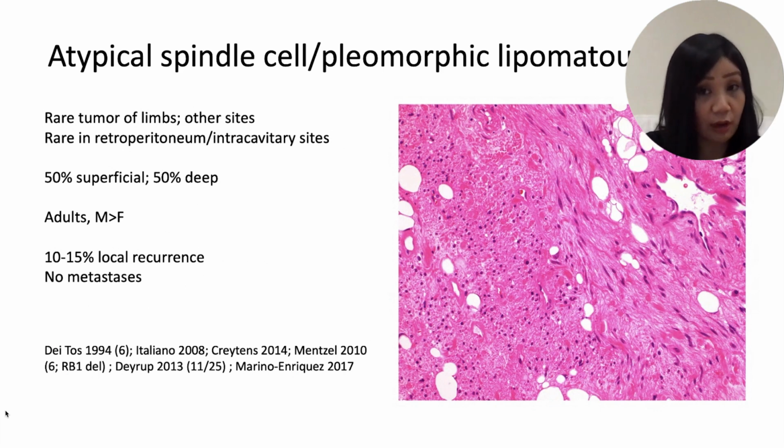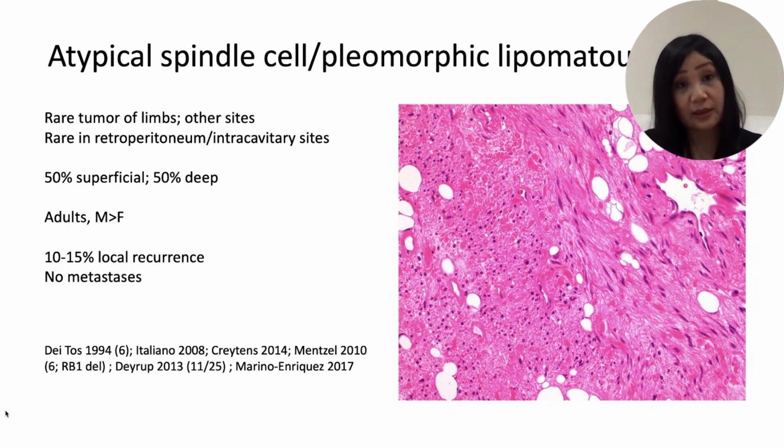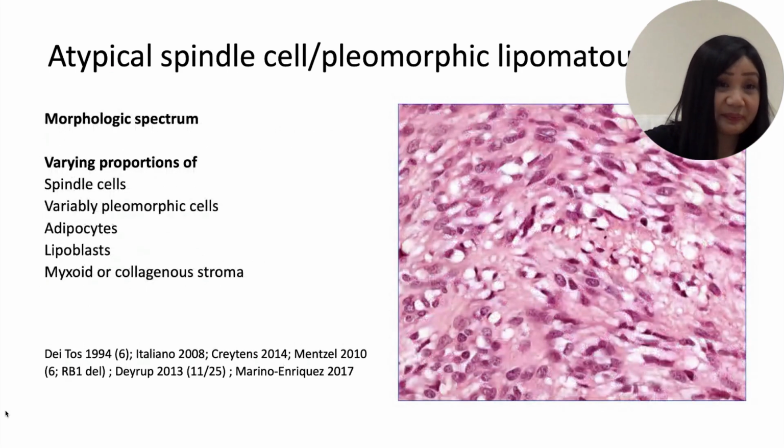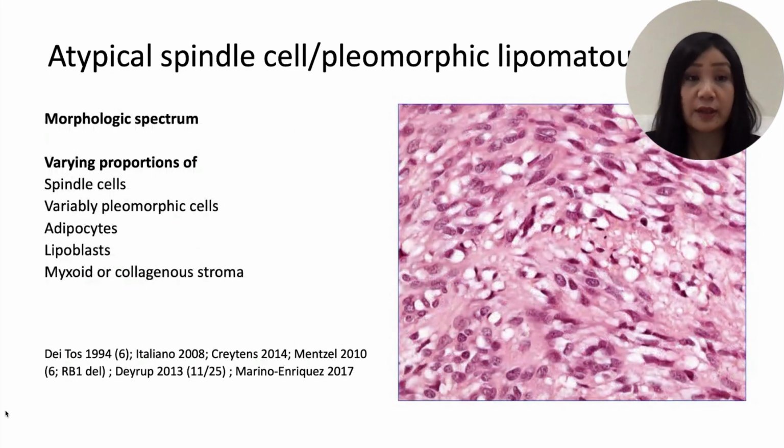None of them have been shown to metastasize, but there is a significant small chance of local recurrence, particularly after incomplete excision. So this is about 10 to 15%. And we need to be aware of the morphologic spectrum. So the main thing here is for us not to overcall them as well-differentiated or dedifferentiated liposarcomas or another liposarcoma subtype.